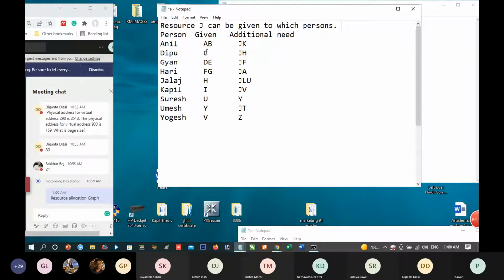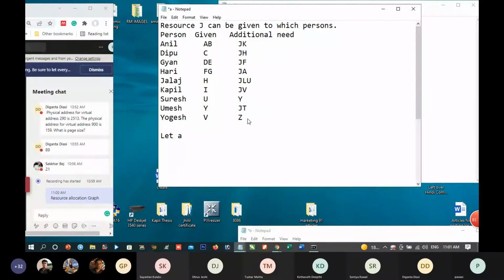Similarly, Suresh has been given U, and in future he can ask for Y. Now, one thing is asked. Suppose Anil asks for J. Can we give J to Anil?